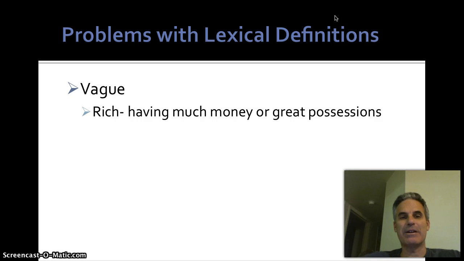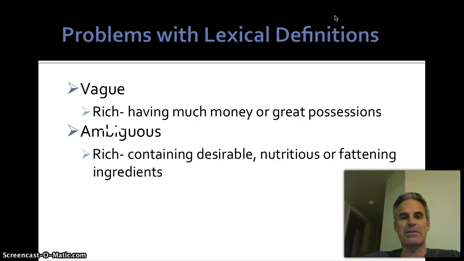Like, let's say we talk about someone being rich, which means having much money or great possessions. All right? What does that mean? If you don't have a lot of money, somebody could be very rich to you, whereas to somebody who makes a lot of money, they're not particularly rich. Somebody who's rich, say, in the context, doesn't really have a very precise meaning. It can also be ambiguous, right?